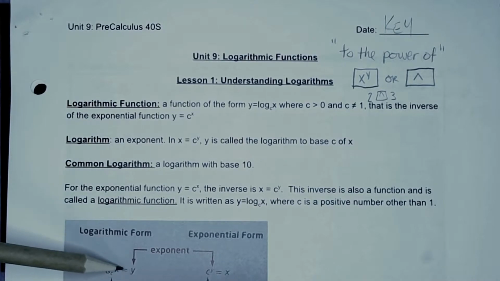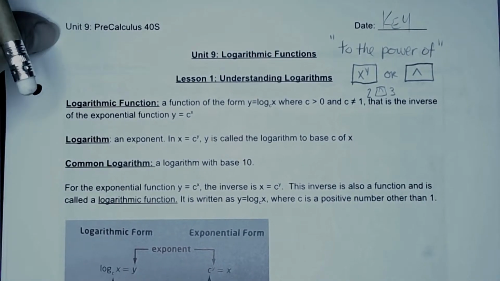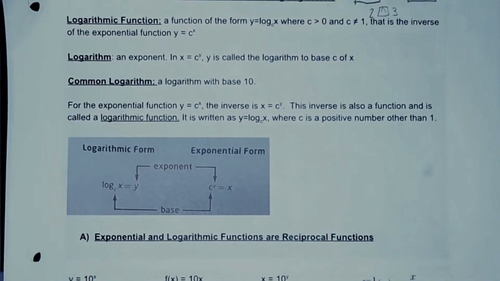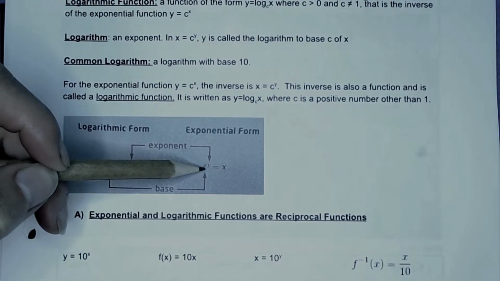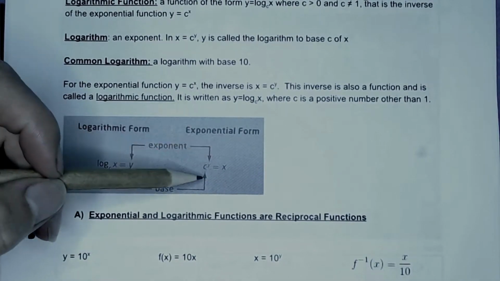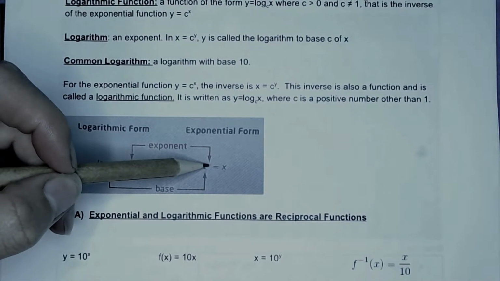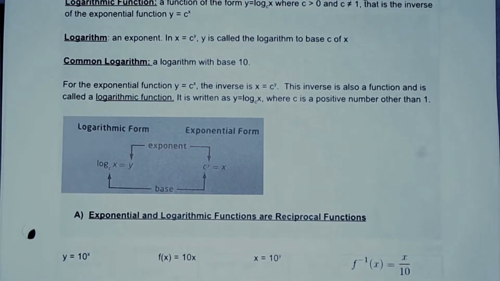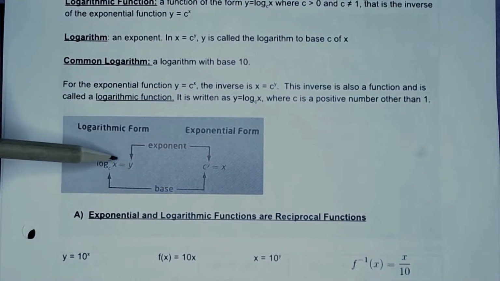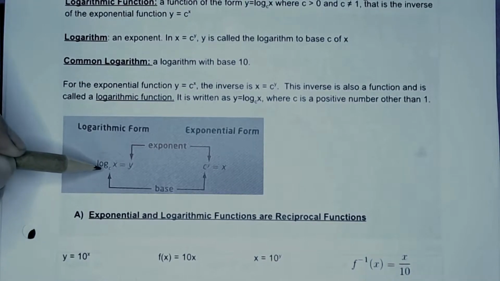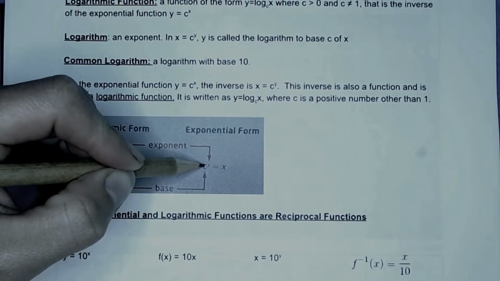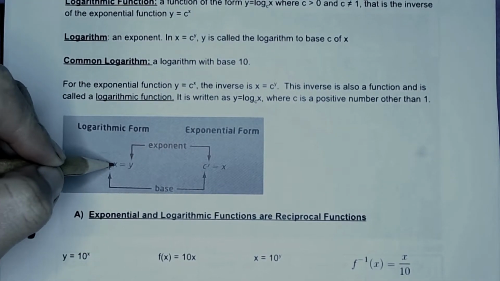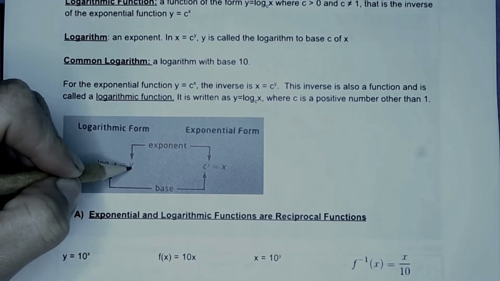So like I was saying a little bit earlier, these two formulas, the exponential and the logarithmic, are related to each other. If we look at the exponential formula first, we have c to the power of y equals x, where c is our base, y is our exponent, and x is our answer. That translates to this in the logarithmic form. We have log c of x, so c is your base, that hasn't changed. x is your answer, and y is your exponent.